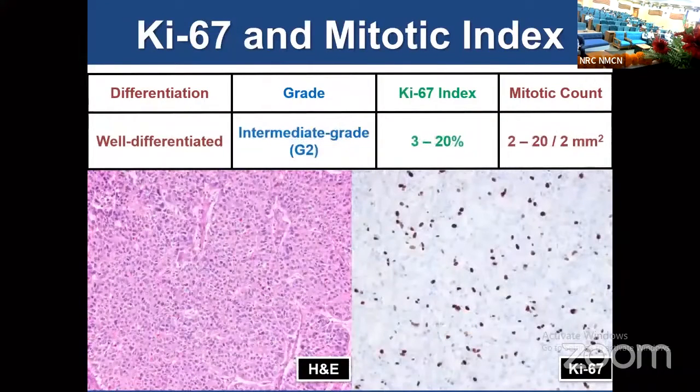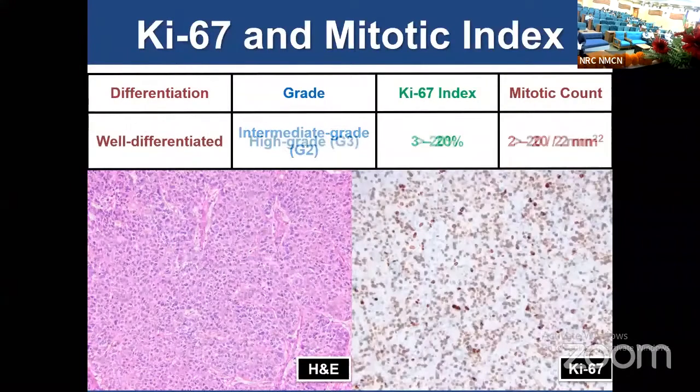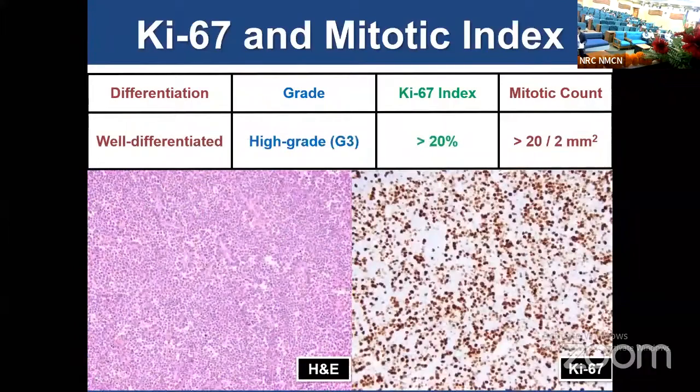Grade 2 PanNETs have a Ki-67 index between 3 and 20%, or a mitotic count between 2 and 20 per 2 millimeters squared. And then grade 3 PanNETs are classified based on Ki-67 index greater than 20%, or mitotic count of greater than 20 per 2 millimeters squared.